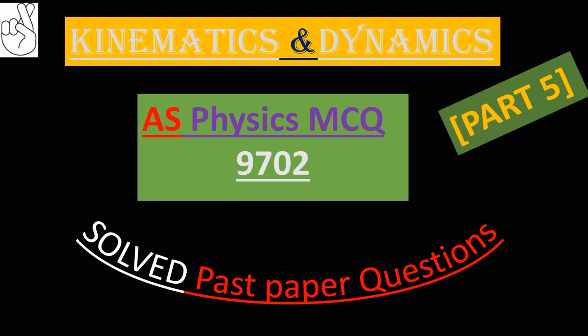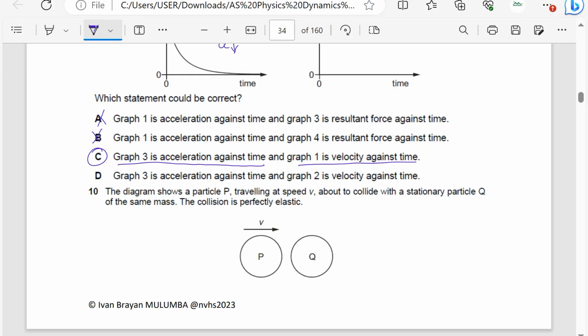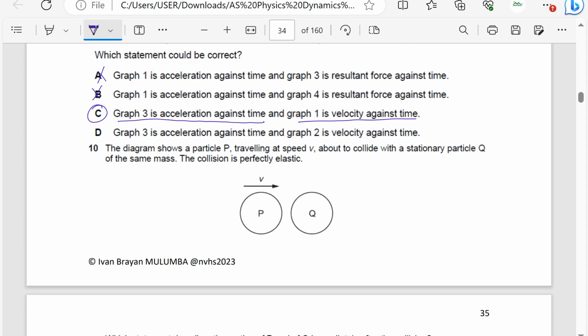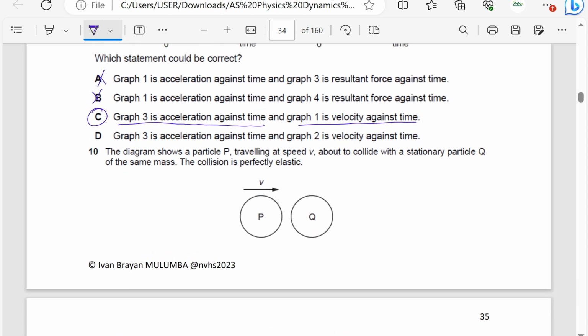So let's start from where we stopped. In part 4, I think we stopped on this page, page 34, and in part 5, I want us to start from the same question, that's the last question on this page. The diagram shows a particle P traveling at speed v about to collide with a stationary particle Q of the same mass. The collision is perfectly elastic.